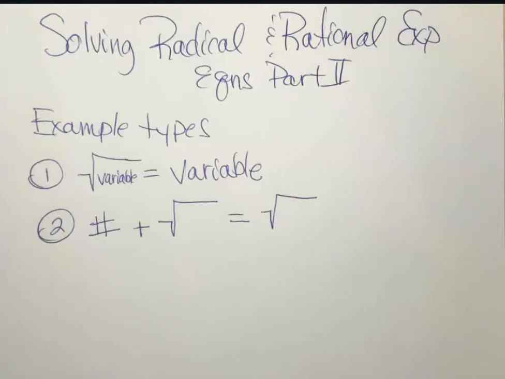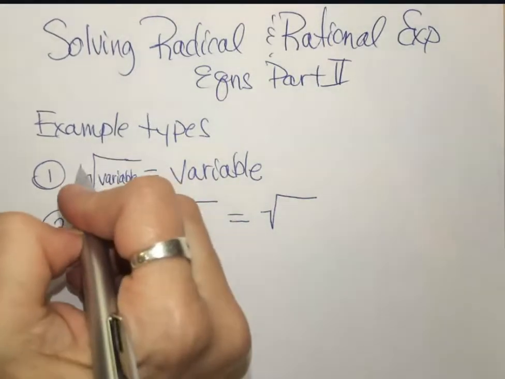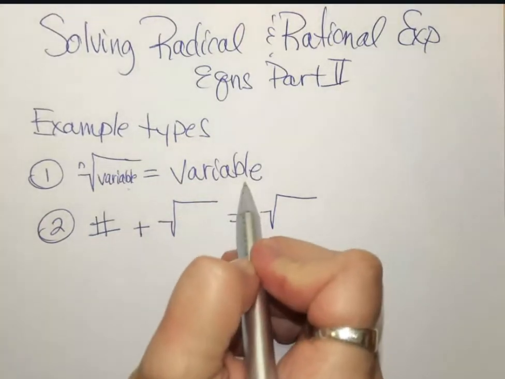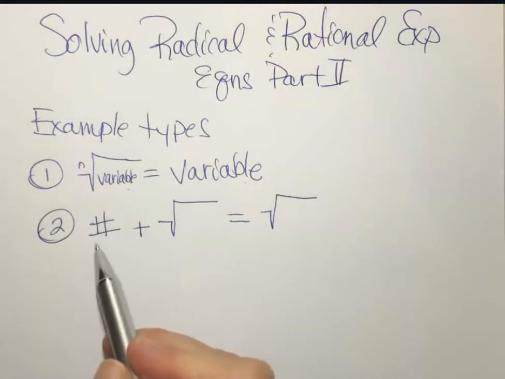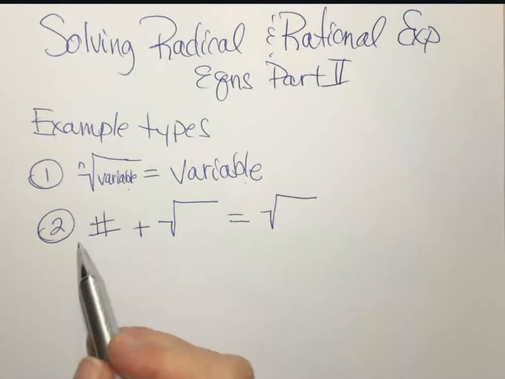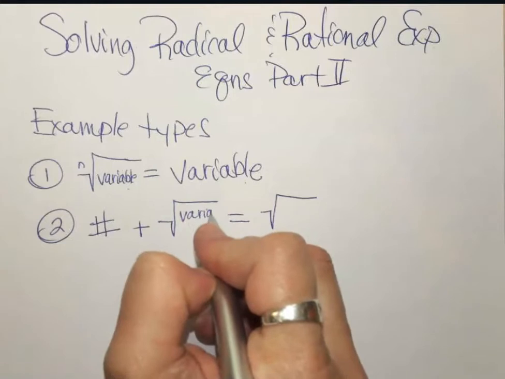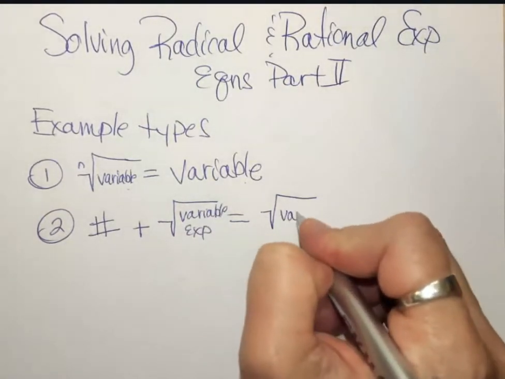Okay, part 2. We're going to look at some more advanced equations and solving them. One of the types will be the radical, could be the nth root of some variable expression, and it's equal to a variable. And this particular one is going to be some sort of number plus, you may have a number outside of here, but plus some sort of variable expression equals a variable expression.